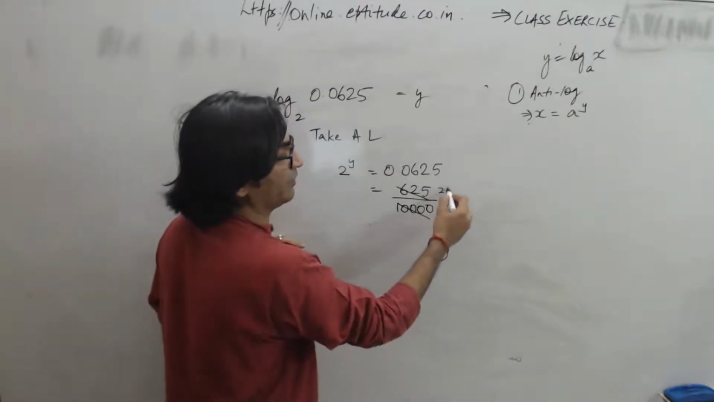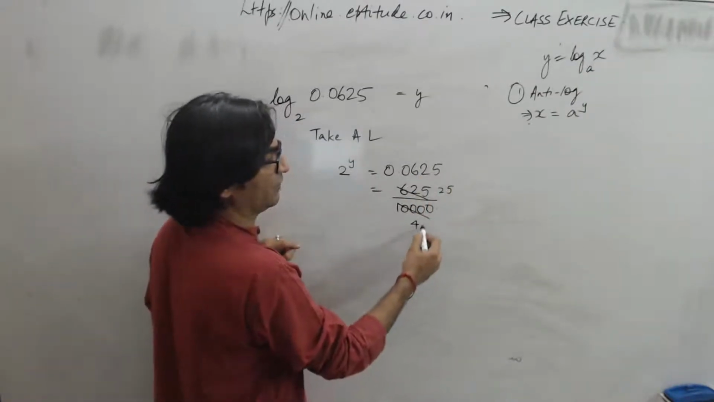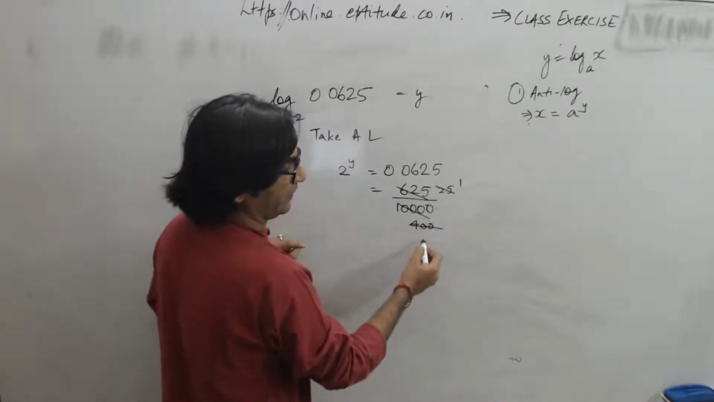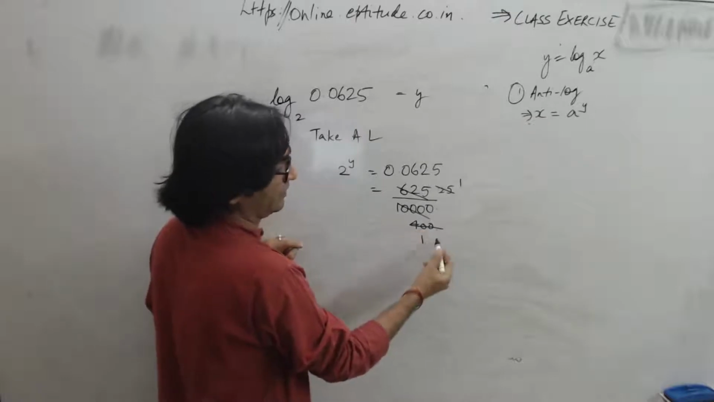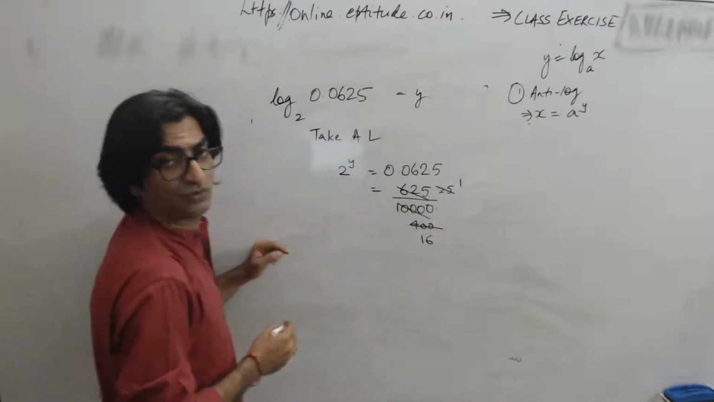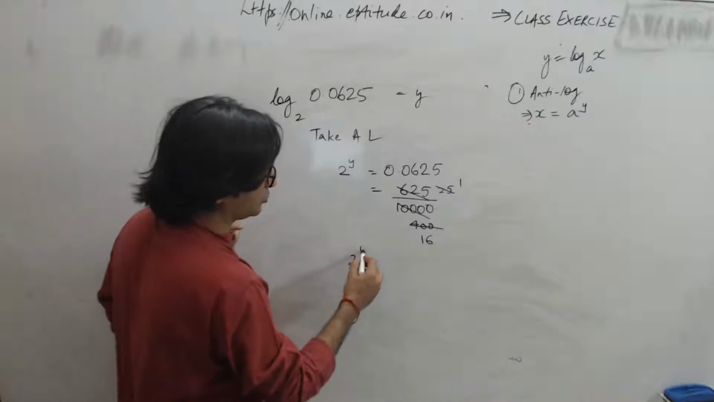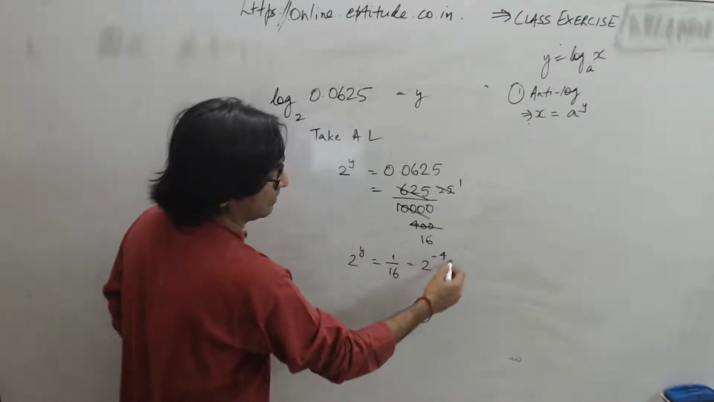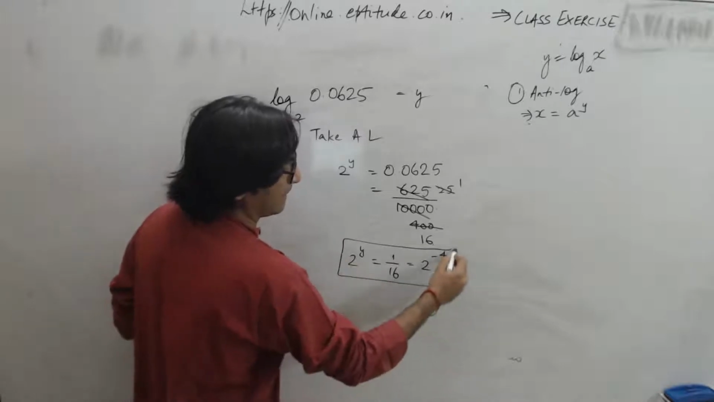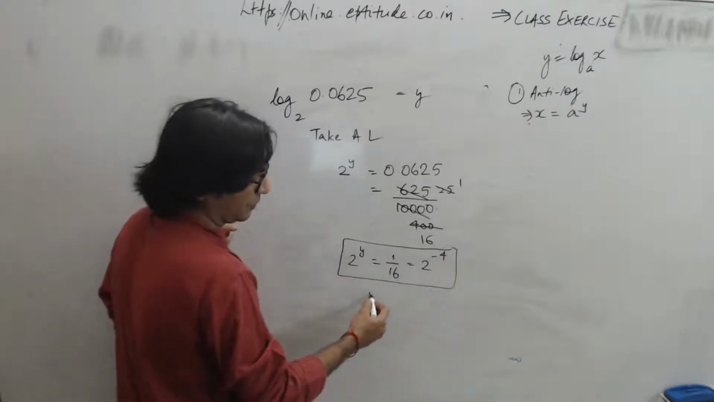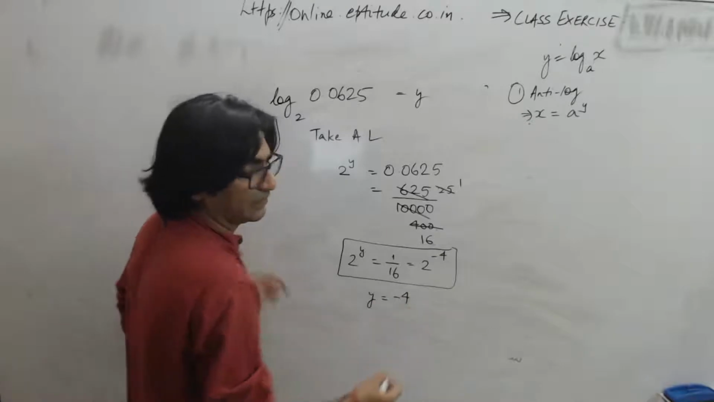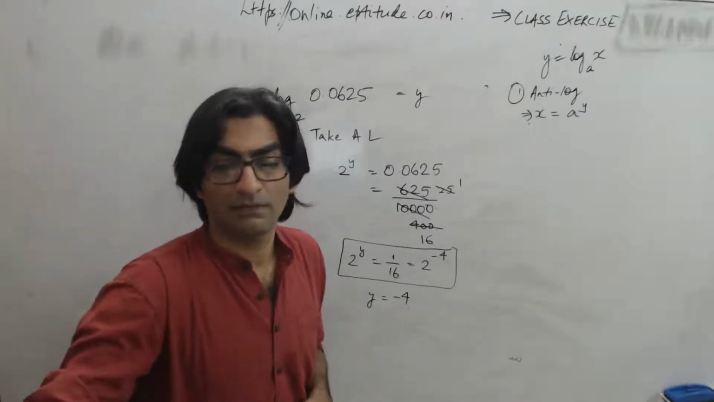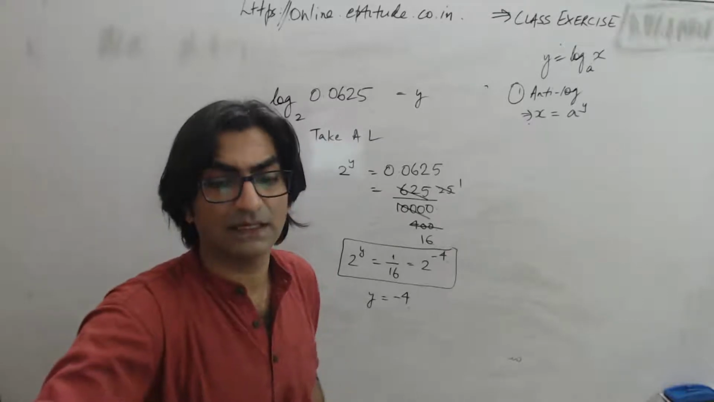Cancelling it out by 25. 25 into 25 is 625. 25 fours are 100, so that's 400. Again, if you divide 25, ones are 25 and 25 sixes are 150. So what you get is 2 raised to the power y is equal to 1 by 16, which is like 2 raised to the power minus 4. So if I take a careful look at this, then the power should be y, which is minus 4. Does that make sense?